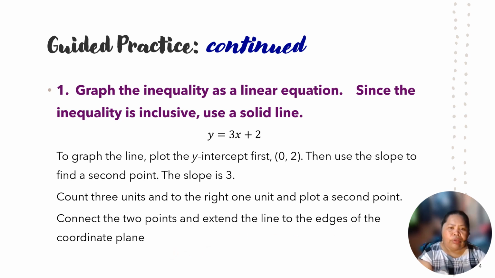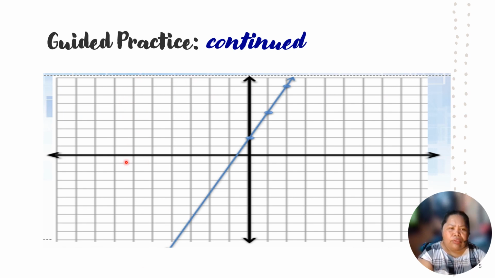Okay, I hope you understand. Next. In this graph, since we have 2, the y-intercept is (0, 2), and this is the point. We know the slope is 3, so we count 1, 2, 3 up, and then one step to the right. Then we get a point here, so the line is continuous. That's it.